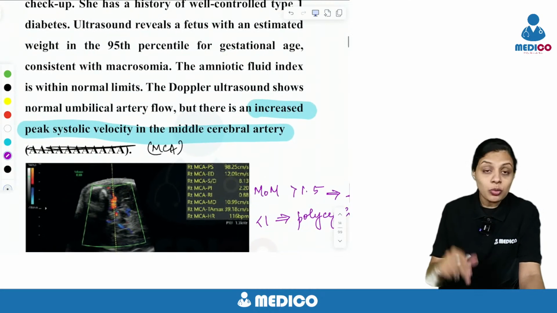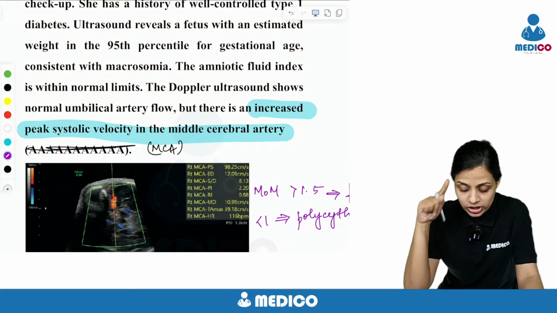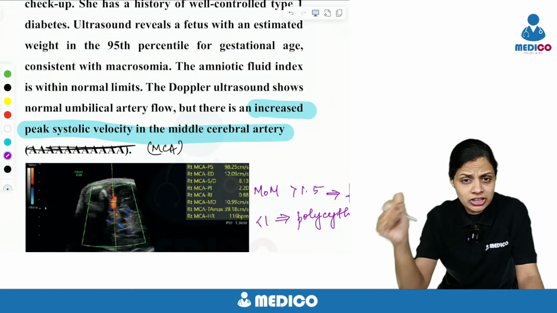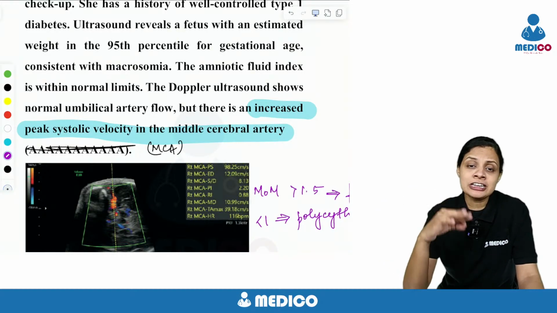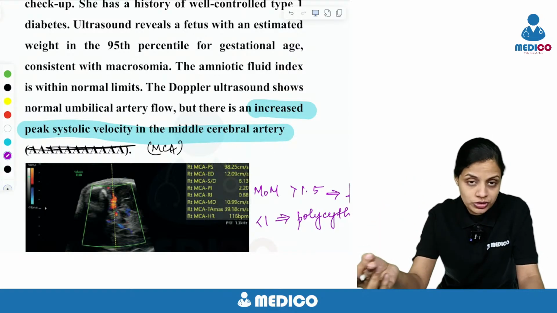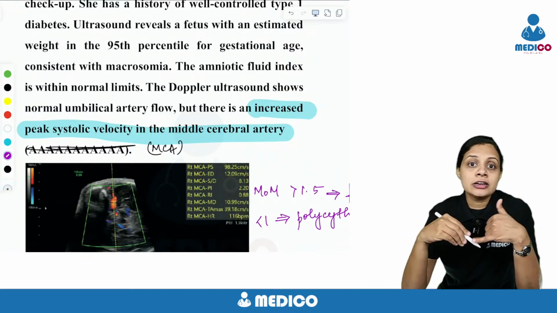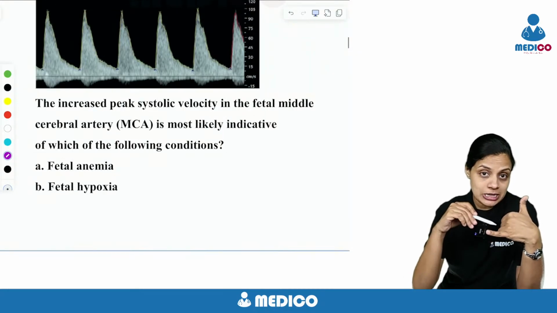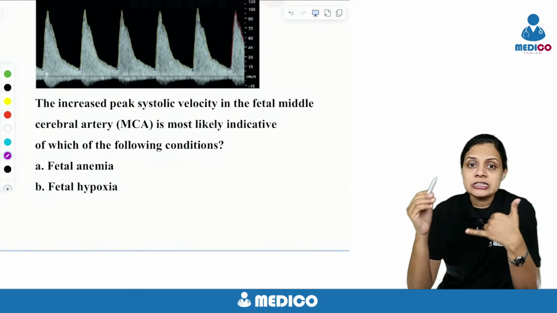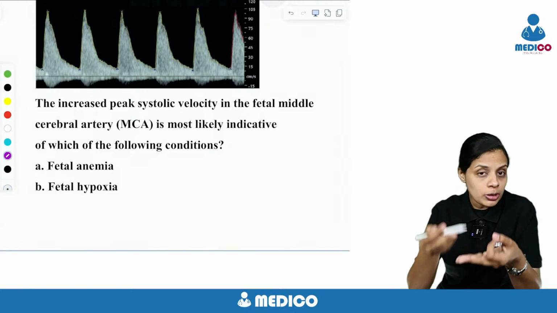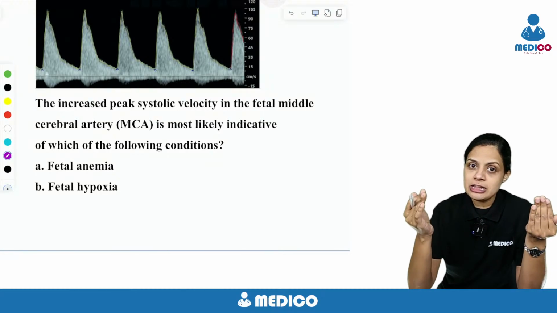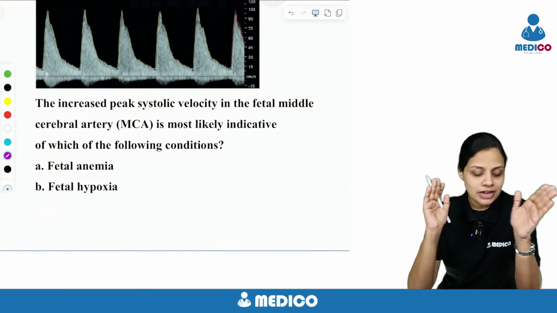In this question, what should your eye see? The only thing that should catch your eye must be the increased PSV in the middle cerebral artery. Whenever you see that, your answer should be fetal anemia or something that has got to do with fetal anemia. You might get an RH incompatibility. See, if the choice does not mention fetal anemia, go for RH incompatibility, look for hydrops, look for a parvovirus infection. All these things can produce fetal anemia. It is nothing to do with diabetes at all.